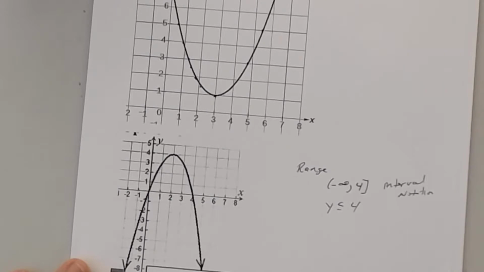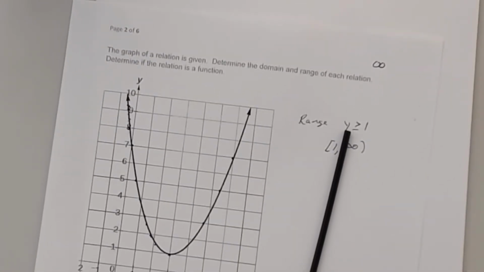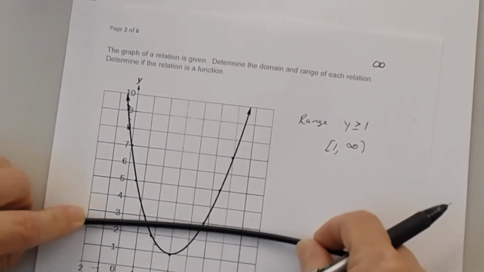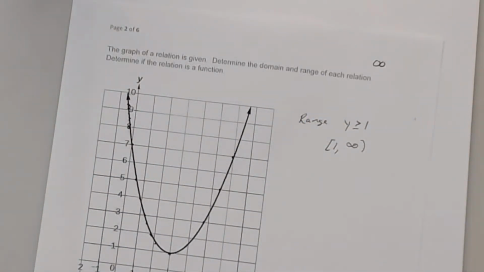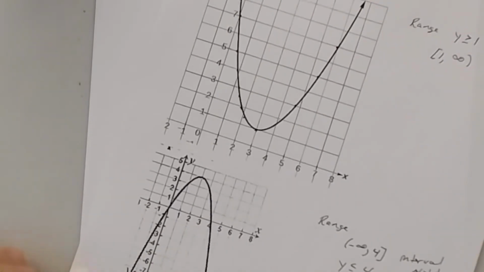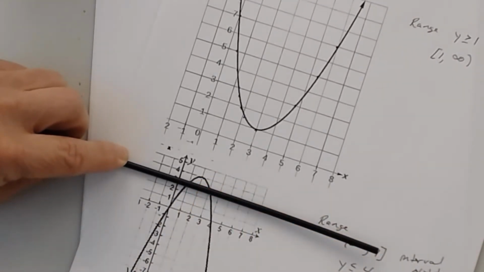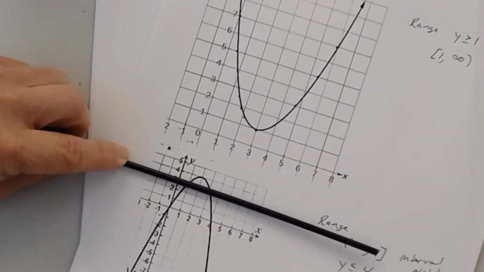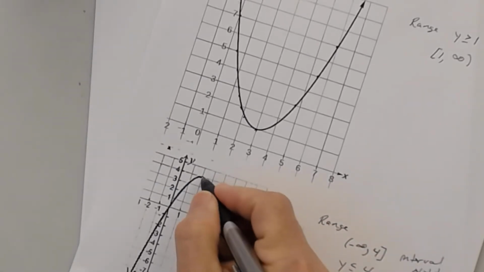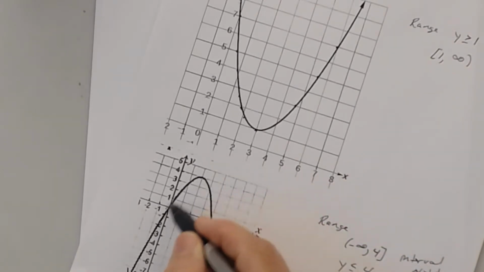Okay? Notice here we said y is greater than or equal to 1, which makes sense because I'm going from 1 to infinity. Remember, I always go from smallest to largest. So y is greater than or equal to 1. Here, 4 is the largest, which means all these other y values are less than. This is the highest, so everything else is less, right?